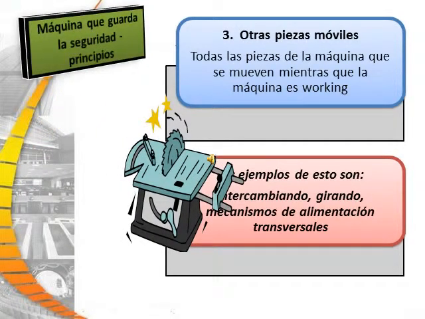Number three guarding principle is other moving parts. All parts of the machinery which move while the machine is working. Examples of this would be reciprocating parts, rotating parts, and transverse feeding mechanisms.